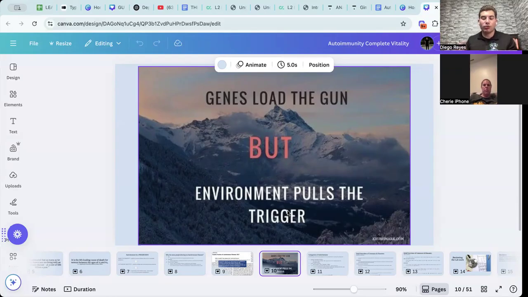So if we rewind, your genes load the gun, but environment pulls the trigger. If you're dealing with any type of autoimmune issue, your environment set that off. Your environment caused that: emotional stress, trauma, approval seeking, toxins in the environment, the food that you're eating, common food sensitivities. All these things are like a recipe for an autoimmune issue.